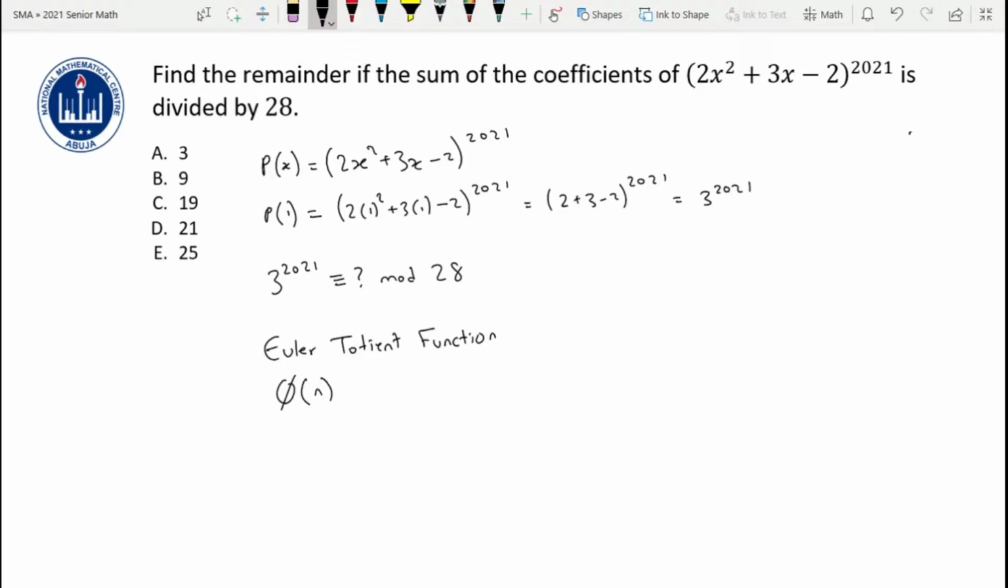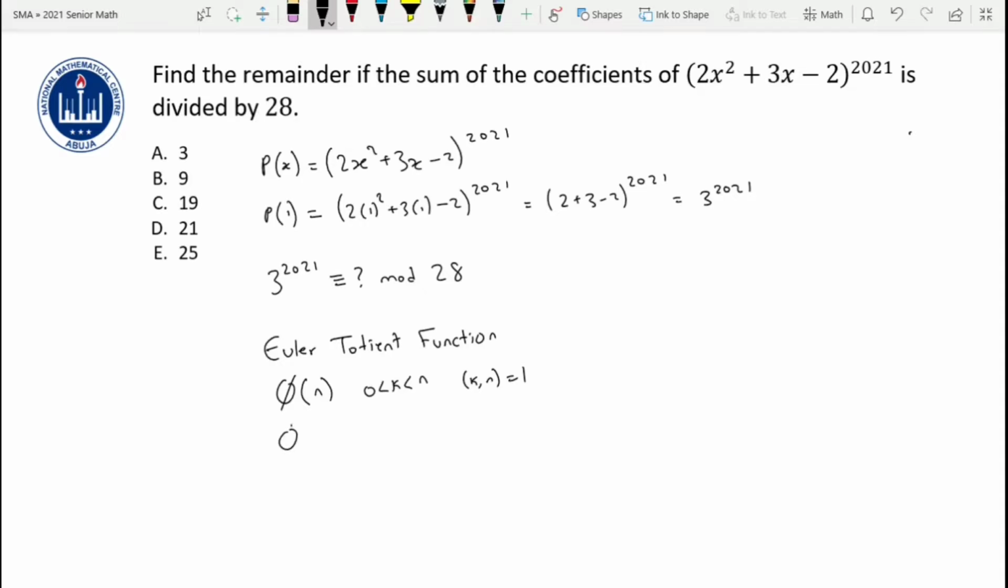It's written as φ(n), and φ(n) is defined to be the number of natural numbers less than n such that the GCD of n and the number is 1. So it's basically the number of integers k such that k is greater than 0 and less than n, and the GCD of k and n is 1. So that's what the Euler totient function is defined to be.